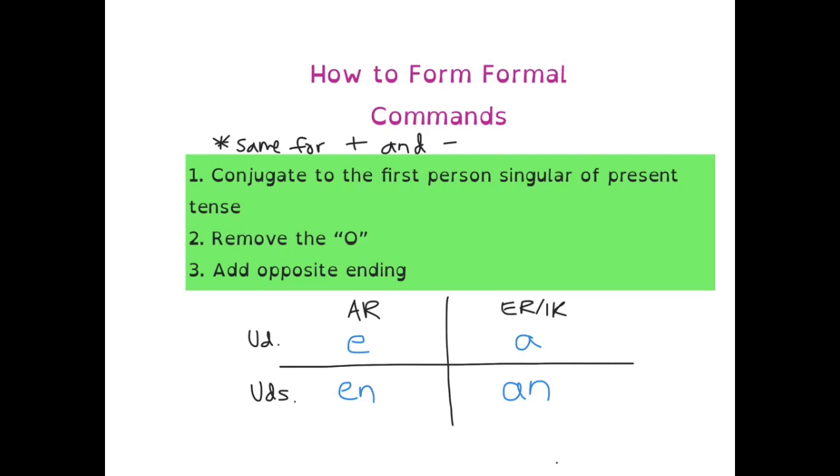We take off the O from that ending, and then we add the opposite ending. So if you're working with an AR verb, you're going to add either e or en. If you're working with an ER-IR verb, you'll add a or an, depending on whether you're using usted singular or ustedes plural. Simple as that.